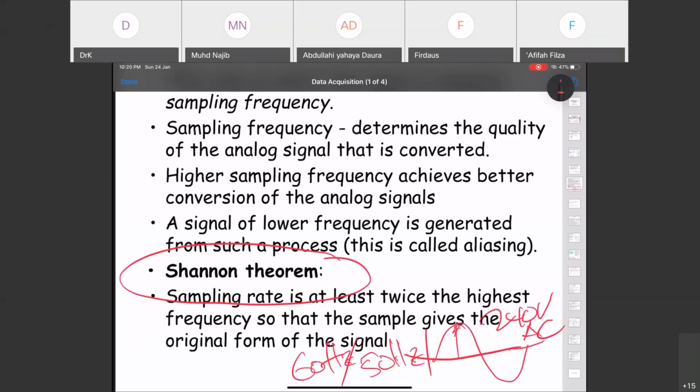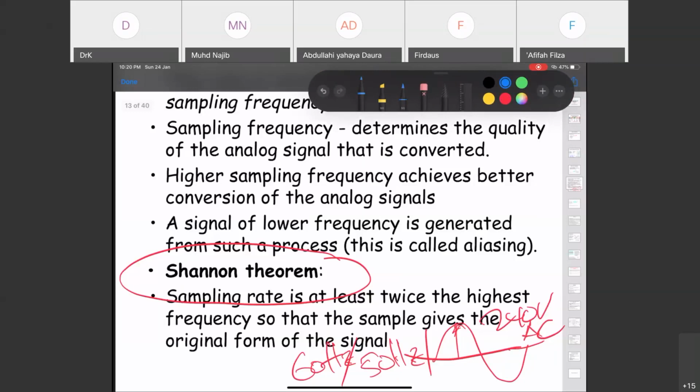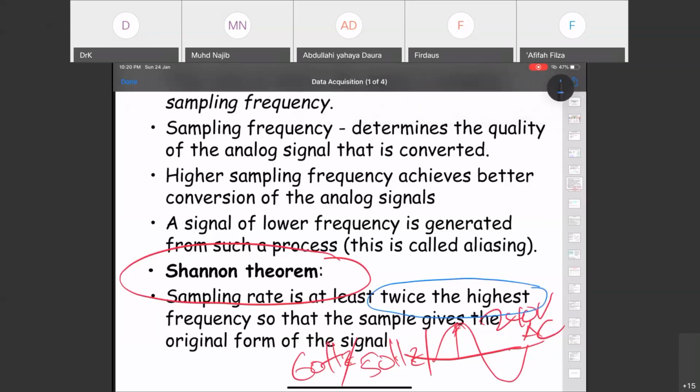All right. In this slide, you can see they mention twice the highest frequency. So if my power line here is 50 hertz, my sampling frequency is at 100 hertz. At least, you can go beyond that. You can go 200, you can go 300. It's up to you. You can go all the way higher. It's more accurate basically, but you will have more information. More information meaning more storage. More storage meaning more energy. So we go to the minimum.